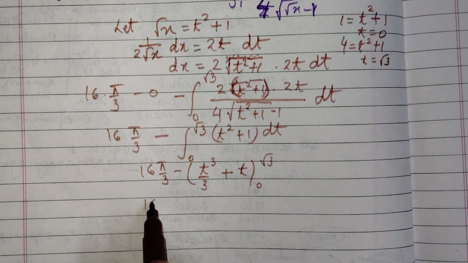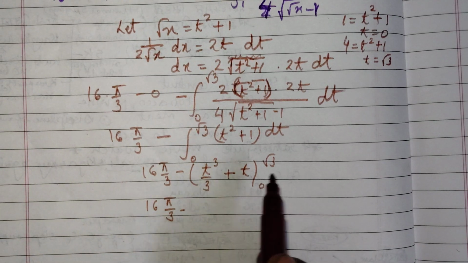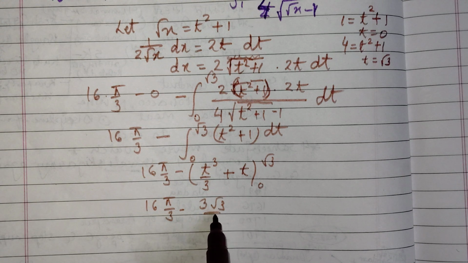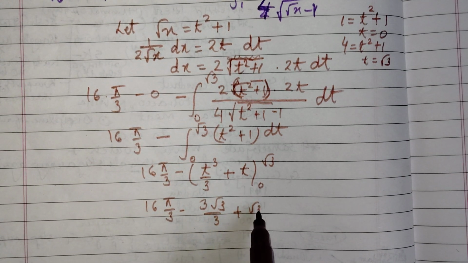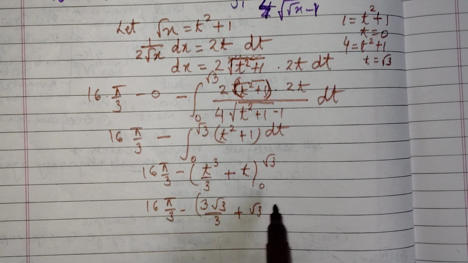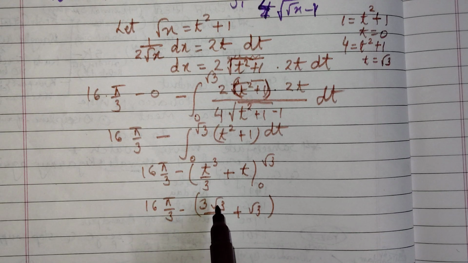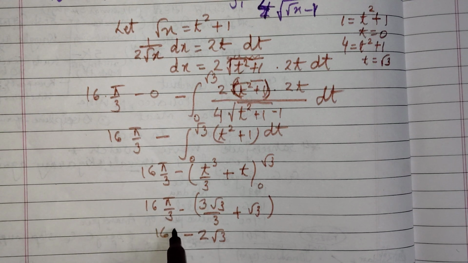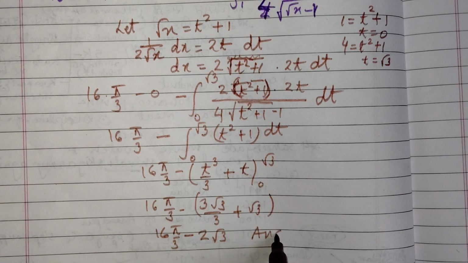Now plug in the value. So 16 pi over 3 written as it is, t cube means square root 3 cube is 3 square root 3 upon 3, and t's value is square root 3 minus 0. 0 means nothing, so we eliminate it. So 3 cancels off numerator and denominator. Square root 3 plus square root 3 gives 2 square root 3, and 16 pi over 3 minus 2 square root 3 is our final answer.